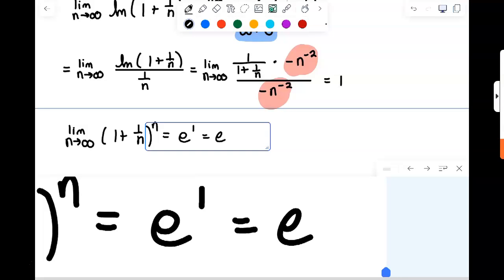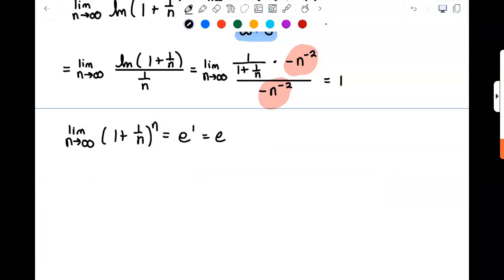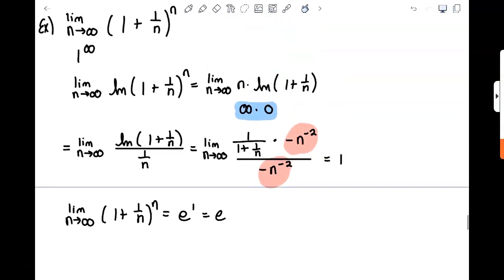We have this limit that will actually approach e as n goes to infinity. This limit actually approaches e as n goes to infinity.